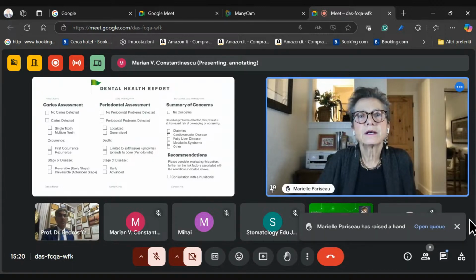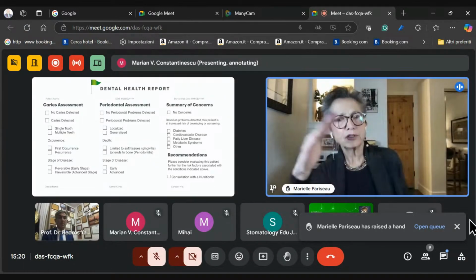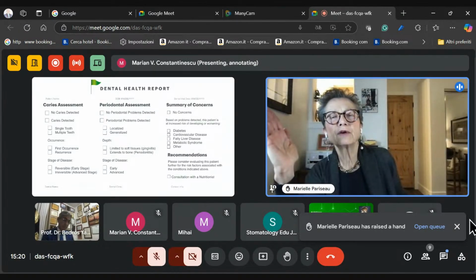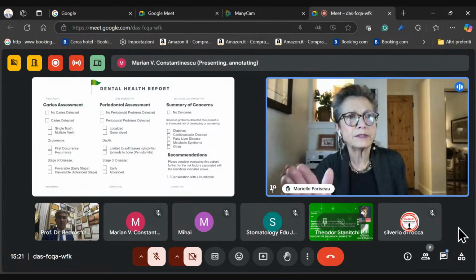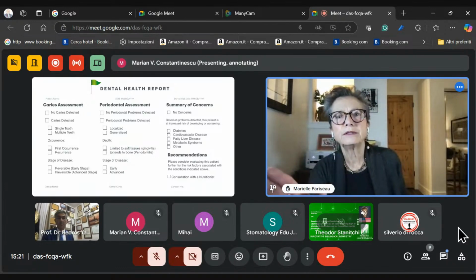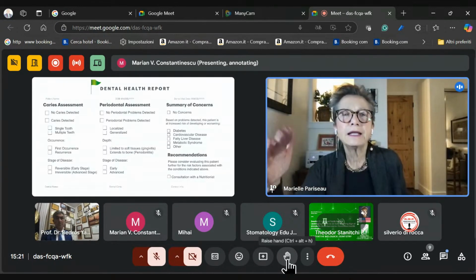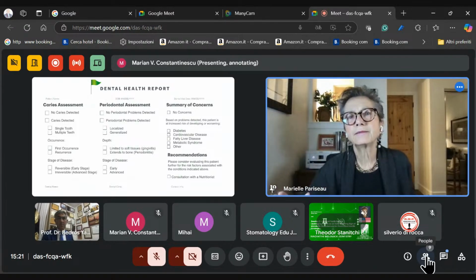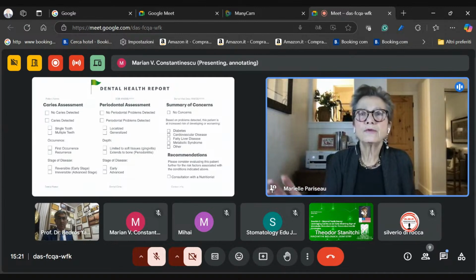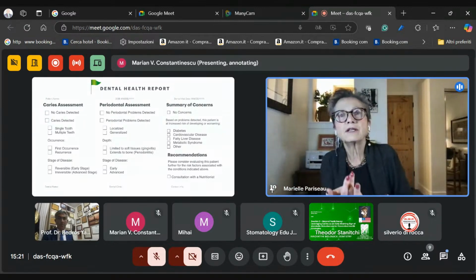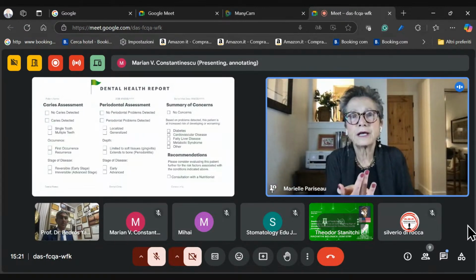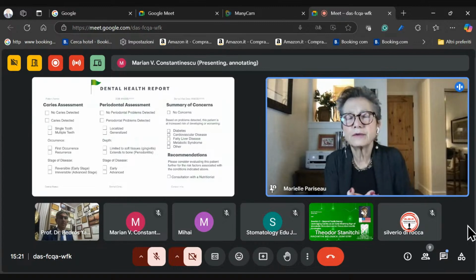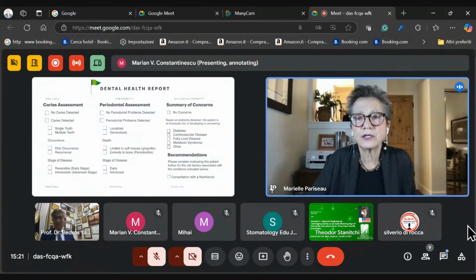So, for instance, all that will show in the EHR for a patient that has no caries detected, no periodontal problems detected, and no concerns, all the physician will see is a green flag. And that will be a cue for the physician to first congratulate the patient on his good oral health and connect oral health with the rest of the body and praise that person for the fact that likely the rest of the body is in very good shape.